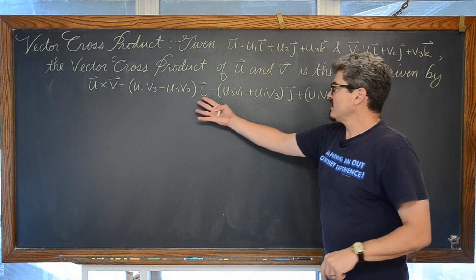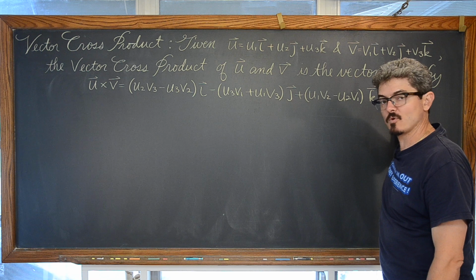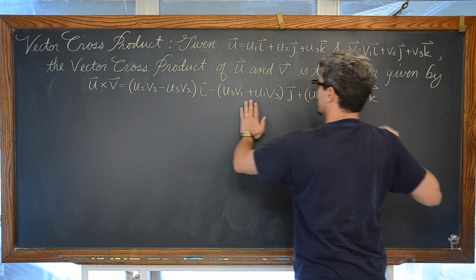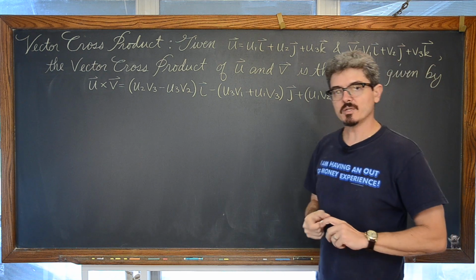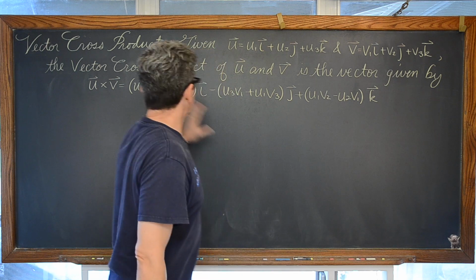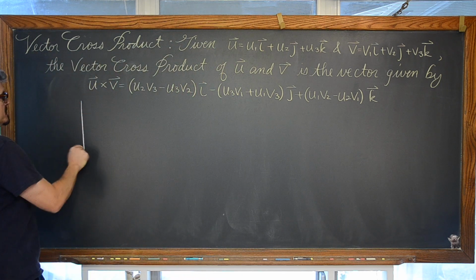Probably going to think that that's really hard to remember and recall every time you need this formula. It would be, except really all you're looking at here is three determinants of 2 by 2 matrices. You want an easy way to come up with this formula for the cross product of two vectors? Well, you're just going to do this. You're going to set up a matrix notation.